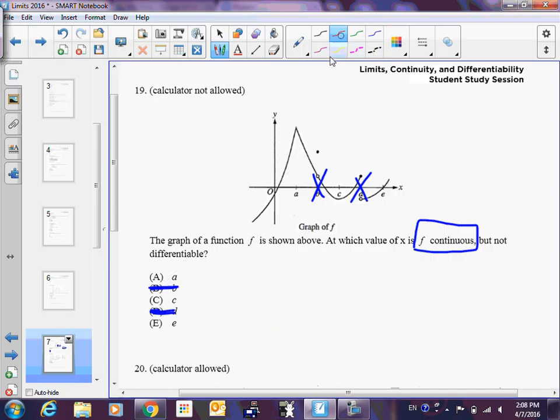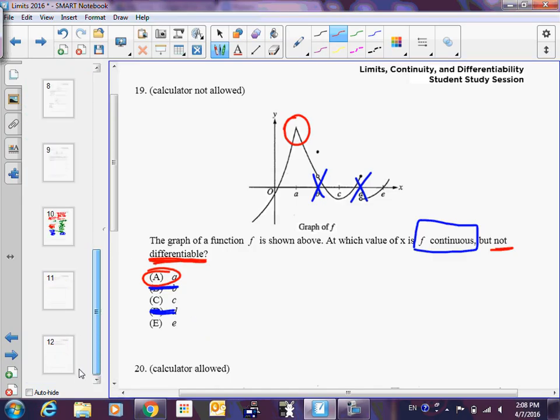Okay, the next part is what really we're going to answer. It says this is not differentiable. So between A, C, and E, which of those is there no derivative? A, because of the cusp. And you may have been able to figure it out without going through these steps. I just wanted to kind of show you a strategy.